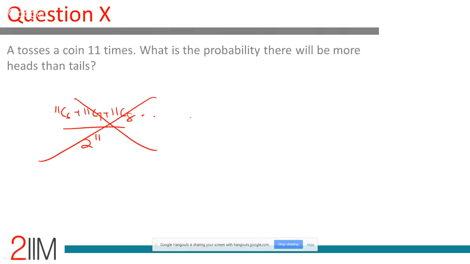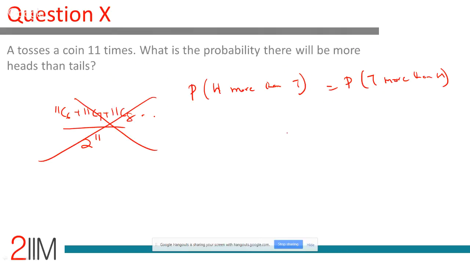A coin is tossed 11 times. So what is the probability there will be more heads than tails? Think about this. What is more likely? There will be more heads than tails or more tails than heads? So these are equally likely. If you have H, T, T, etc., if you flip it, you'll get the other possibility. So more heads than tails and more tails than heads are equally likely. Probability of H more than T equals probability of T more than H. In any scenario this is true.